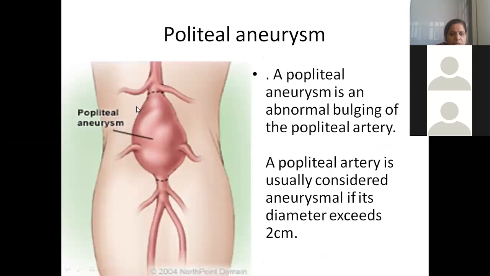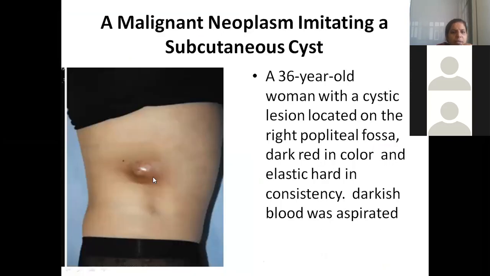This is popliteal aneurysm. Do you remember Hunter's canal? I told you there we have to ligate the blood vessels and we have to cut this aneurysm. Adductor canal, there we should ligate. Sometimes there may be cancer also in this popliteal fossa. Subcutaneous cyst.